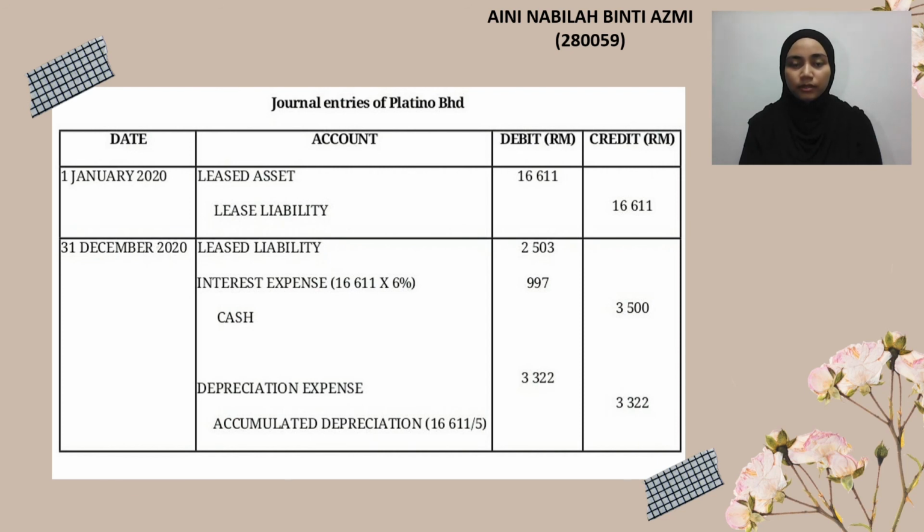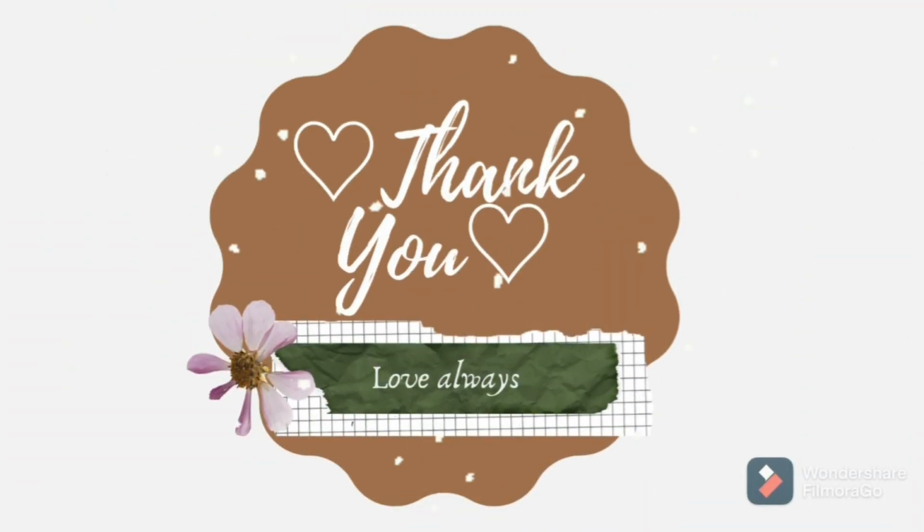And the next account was for depreciation, which is debit depreciation expense and credit accumulated depreciation. I calculate it with the total of lease, which is 16,611 divided by 5, where 5 is the economic life, and I got 3,322. That's all. Thank you.